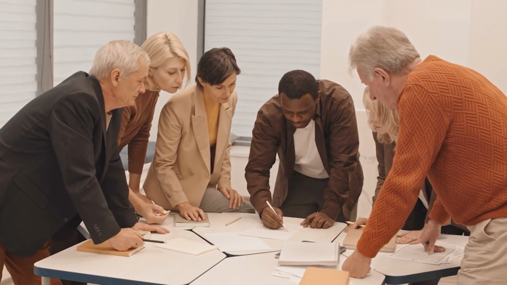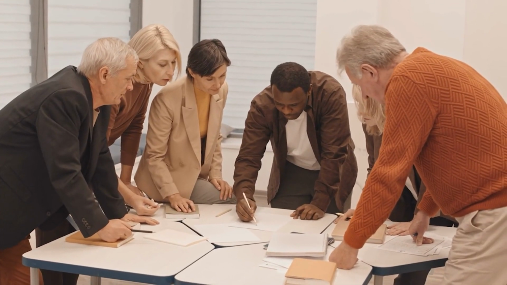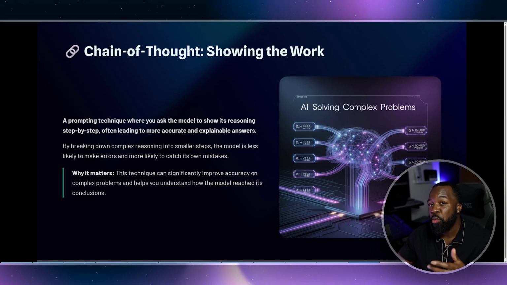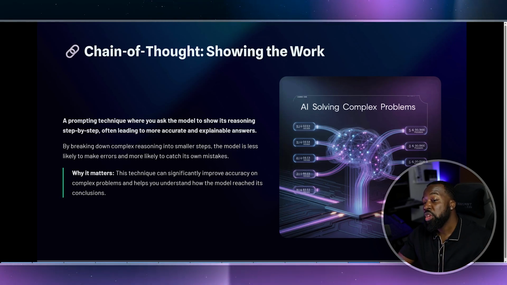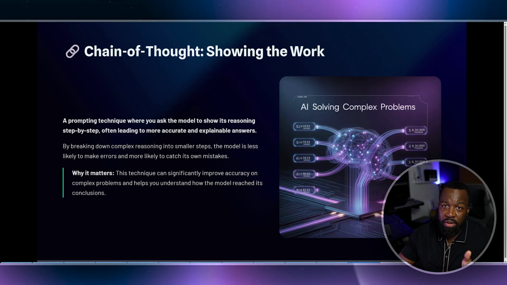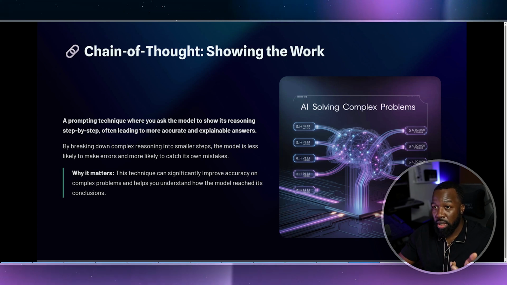Because this technique can significantly improve the accuracy on complex problems and prompts, and it's going to help you understand how the model reached its conclusions. That gives you the ability to go back, and based on how the model approaches the task, you can adjust the way you prompted it to get more of the result that you're looking for. Now, we are starting to see chain of thought in some of the more consumer-facing products, such as ChatGPT. You can enable it, and I believe you can enable it for Claude as well.